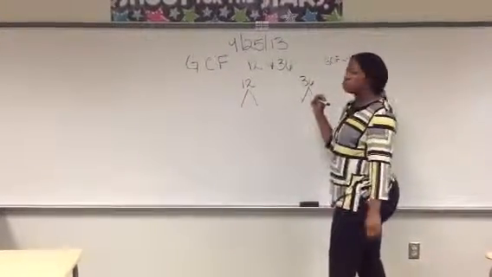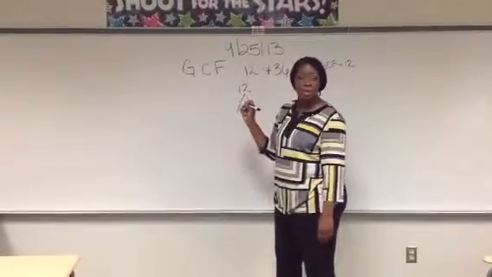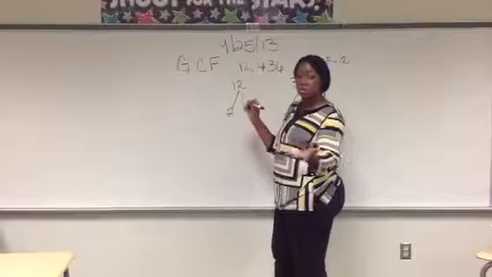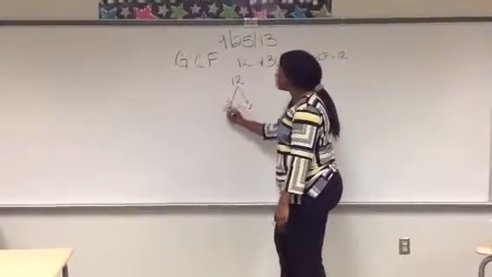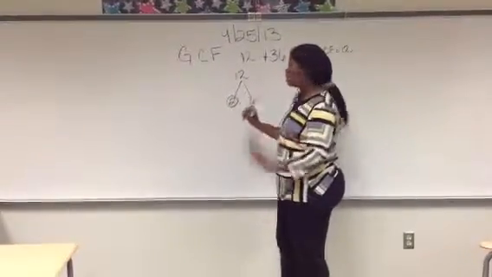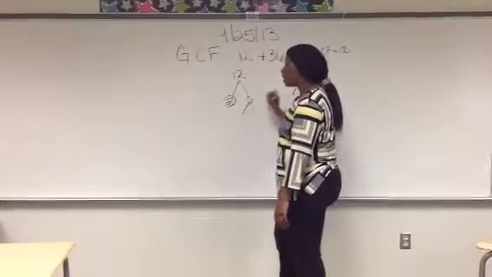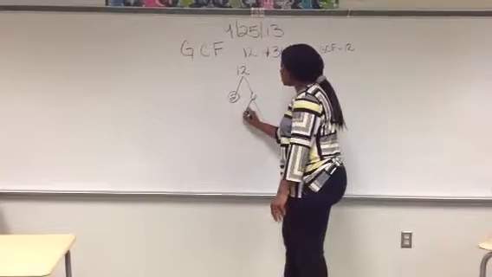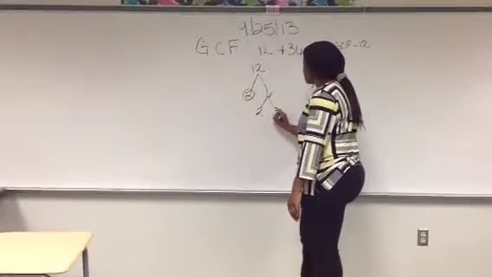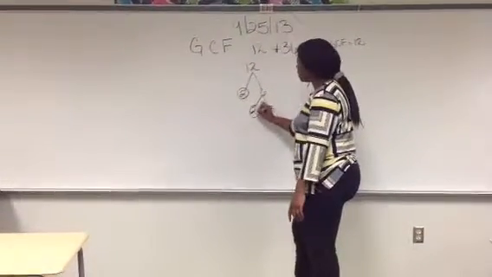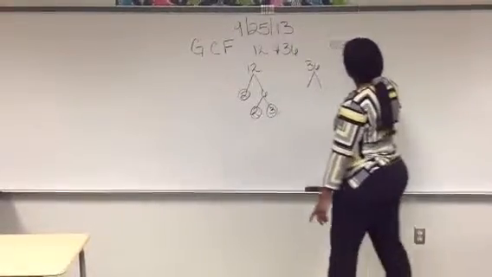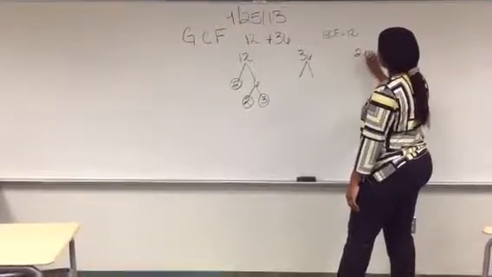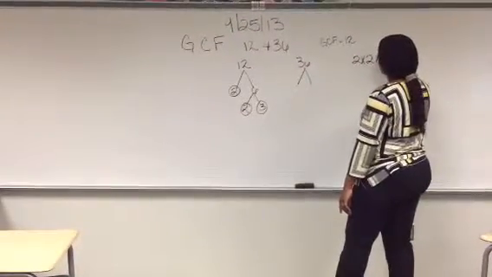Every tree starts out with 2 branches. 2 numbers that come together and make 12 are 2 and 6. Remember, don't forget to do your factor checks. This number is prime, so I'm going to circle it and not touch it again. This number is not prime, so it needs its own branches. 2 numbers that make 6 are 2 and 3. Both of those are prime. So I'm going to come over here and write my prime factorization: 2 times 2 times 3.